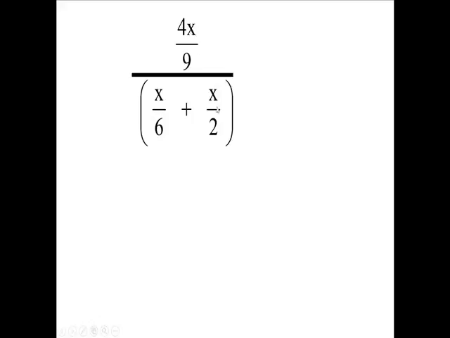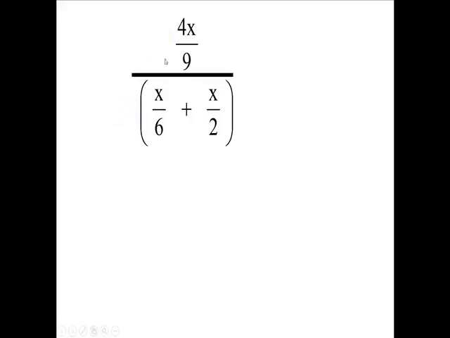Now, what is the common denominator for 9, 6, and 2? What's the least common denominator? It would be 18, wouldn't it? For 9, 6, and 2, the least common denominator is 18. So I'm going to put 18 here and here.